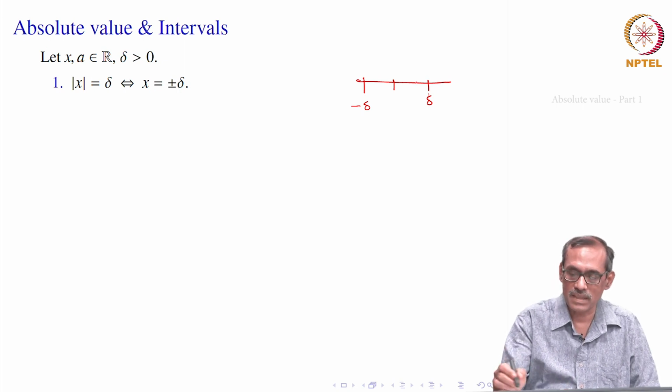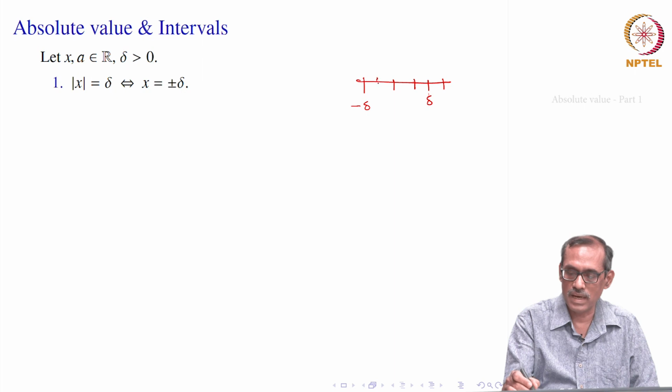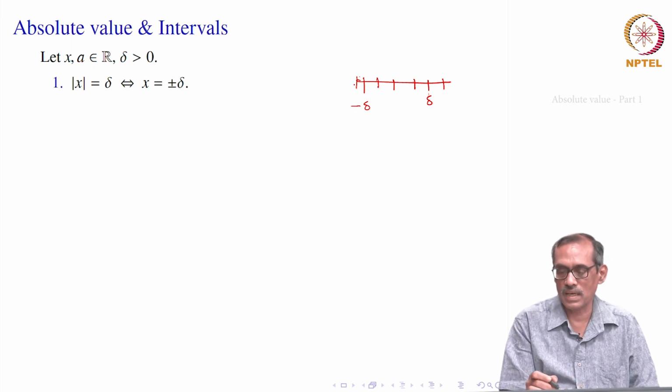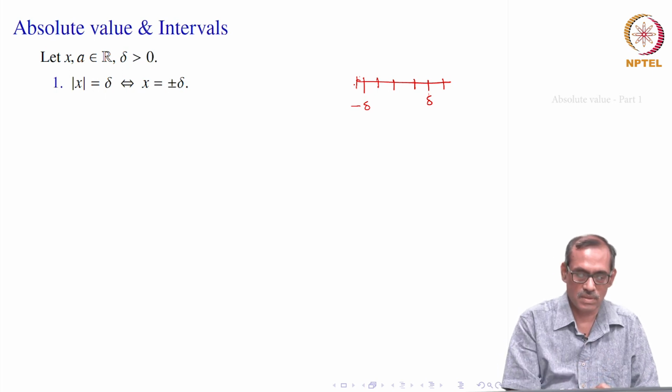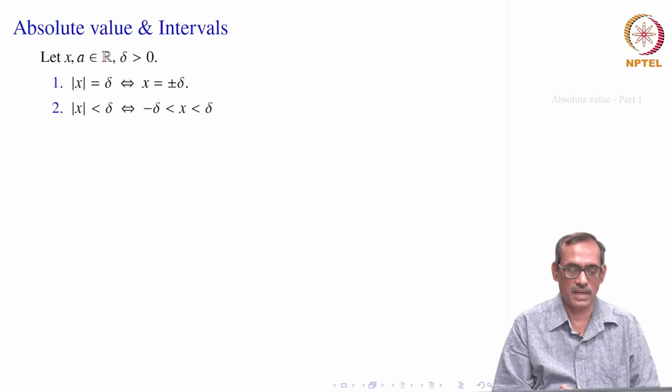In fact, if you take any other x, say between 0 and delta, its modulus will be less than delta. If it is bigger than delta, its modulus will be bigger than delta. Similarly, on the other side, if you take any x between minus delta and 0, its mod will be less than delta. If you take anything to the left of minus delta, its mod will again be bigger than delta. That is how it goes: mod x equal to delta means we have only two possibilities, either delta or minus delta. Now, that goes for the equality.